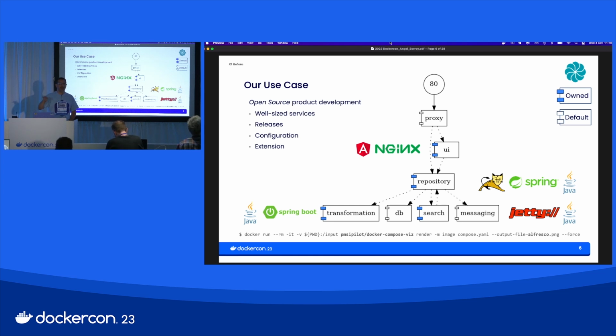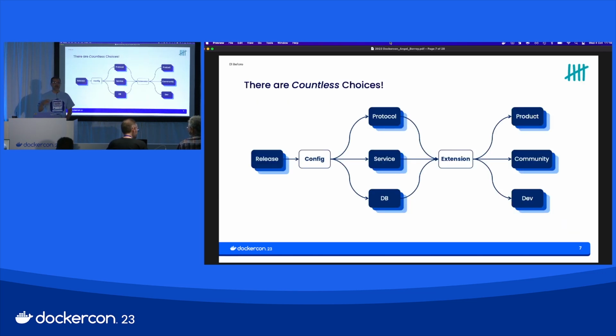So we have a lot of services, some that we are developing and some that we are using. In fact, what we have is a lot of different choices. They are not countless, because they are limited in number, but we have different releases: 6.0, 6.1, 7.1, 7.4. We also have some configuration because we can use different protocols, FTP or SMTP or many others. We can also plug in different services for transform, for search, and for other features. We also support many different database engines: Postgres, MariaDB, Oracle, many of them. And then we also need to accept extensions for the product.